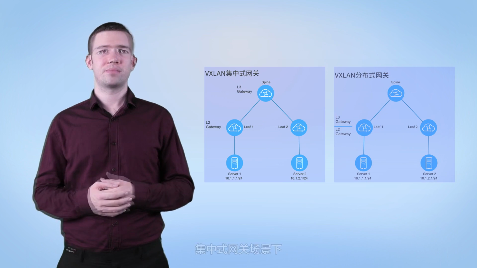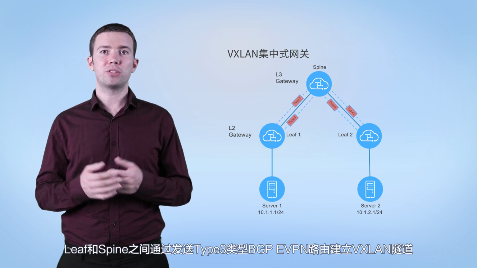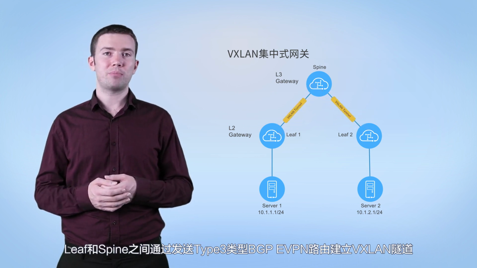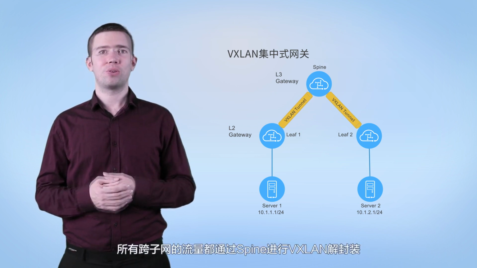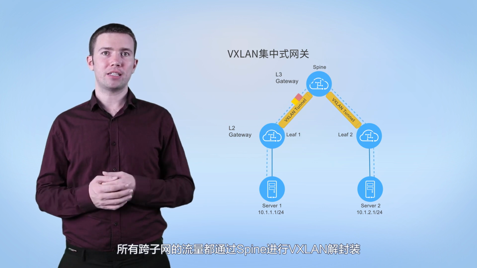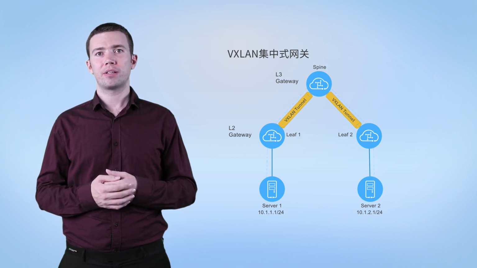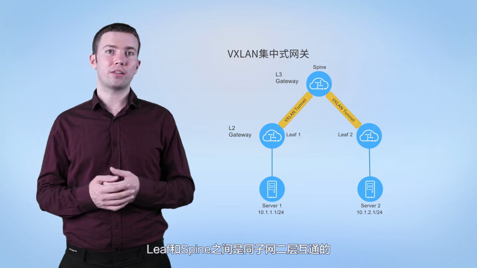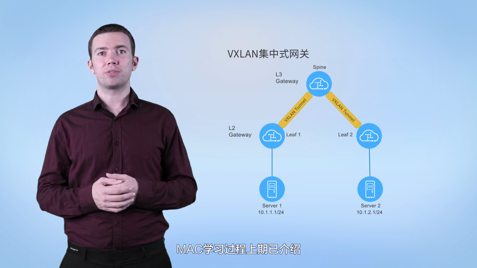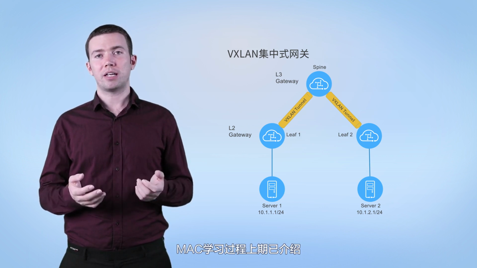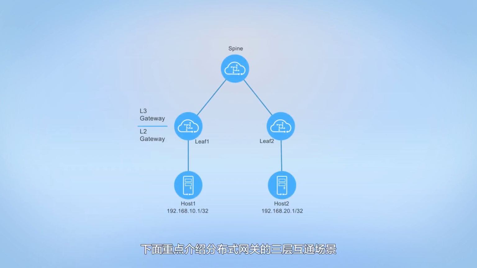deployment modes. In a centralized gateway scenario, Type 3 BGP EVPN routes are advertised between the leaf and spine nodes to establish VXLAN tunnels. Layer 3 gateways are deployed on the spine nodes. All inter-subnet traffic is decapsulated and encapsulated using VXLAN and then forwarded through the spine nodes. The leaf and spine nodes can communicate with each other at layer 2 on the same subnet. The tunnel establishment and MAC address learning processes in this scenario were described last time, so I will not go into more detail today. The following describes the distributed gateway scenario.